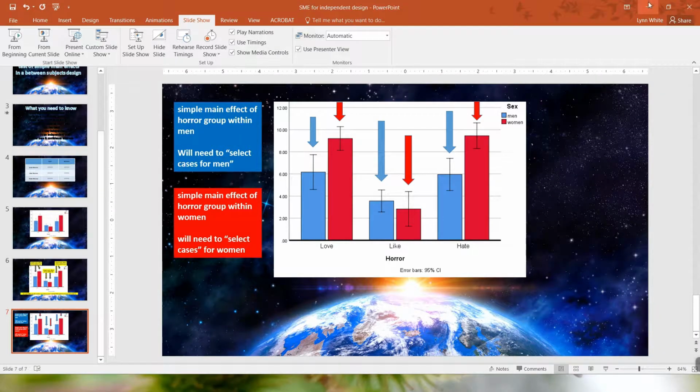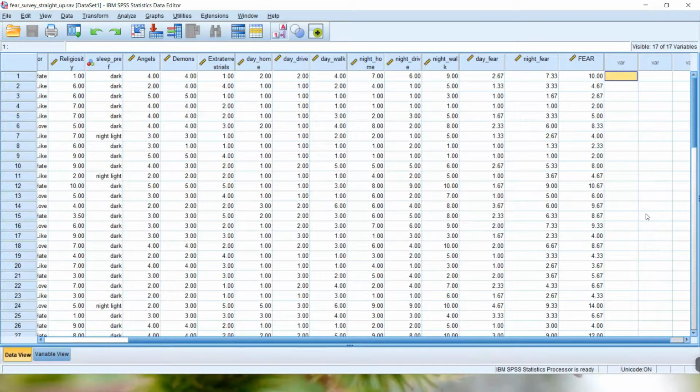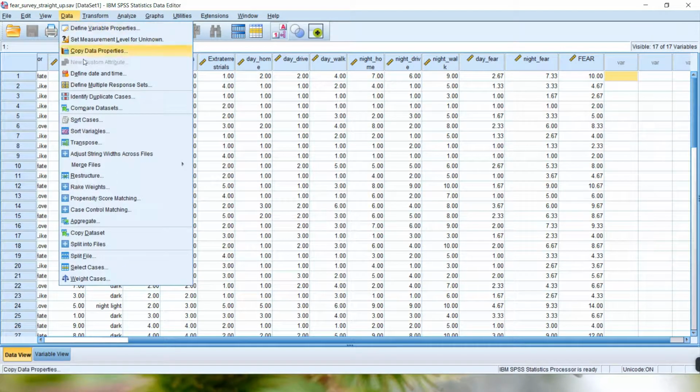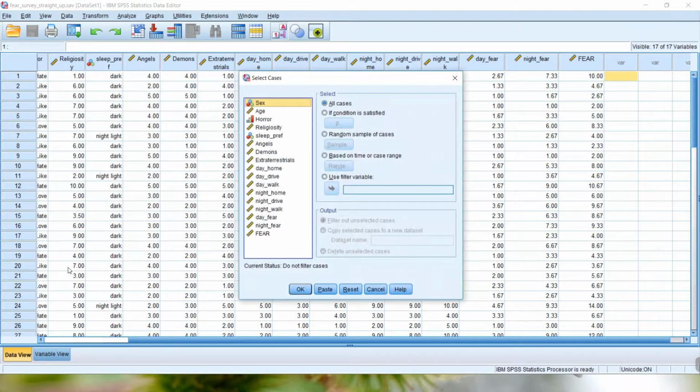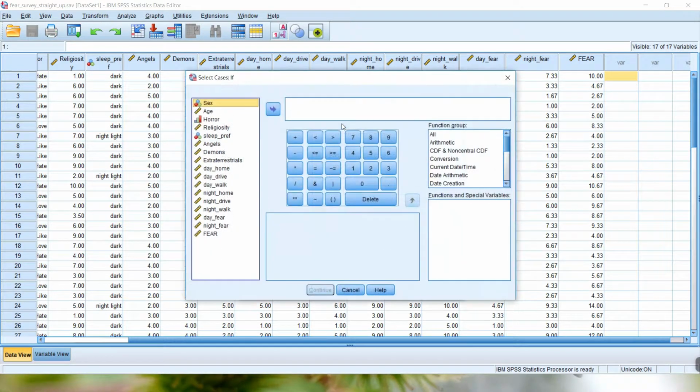Okay, so that means we're ready to look at the SPSS file and run the test of simple main effects. We'll start with comparing men and women separately for each type of movie. So to do that, we're going to have to tell SPSS, just look at one movie at a time. So we go to Data, Select Cases, and then we go to what I call the big if. We're giving SPSS a condition, who to select.